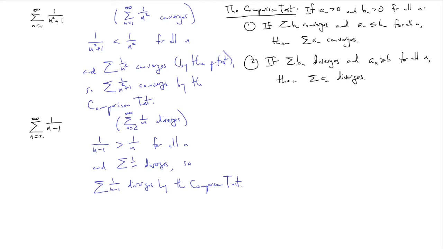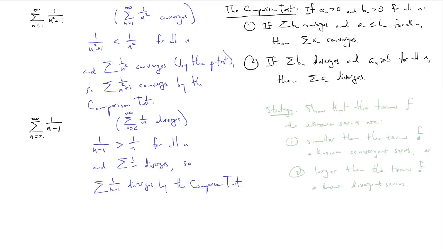For the second part, suppose we have a series b sub n that diverges, and the terms of our series a sub n are greater than the terms of the series b sub n. Then we know that a sub n also has to diverge. But what if b sub n diverges, but the terms of the series a sub n are smaller than the terms of the series b sub n? Then what do we know? Absolutely nothing. A sub n might converge or might diverge.